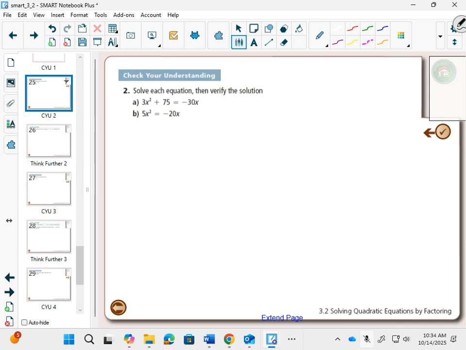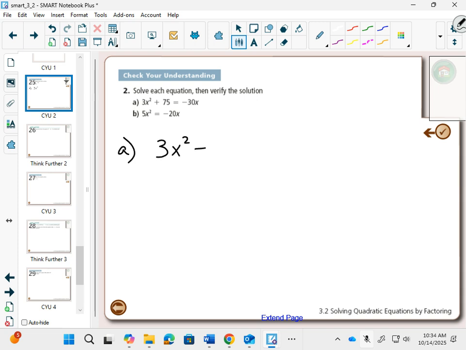And these ones, just like the last one, want you to take a look at them first and see how fast you think you could guess and check and answer. I actually think B looks like it's maybe doable, at least for one answer. And then we're going to go and use that zero product property. So what does that mean?